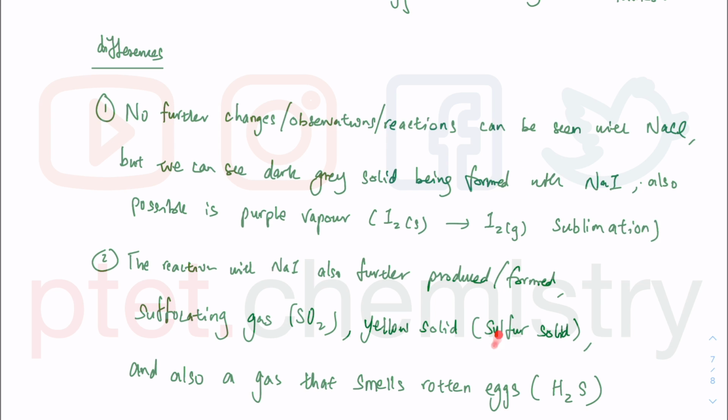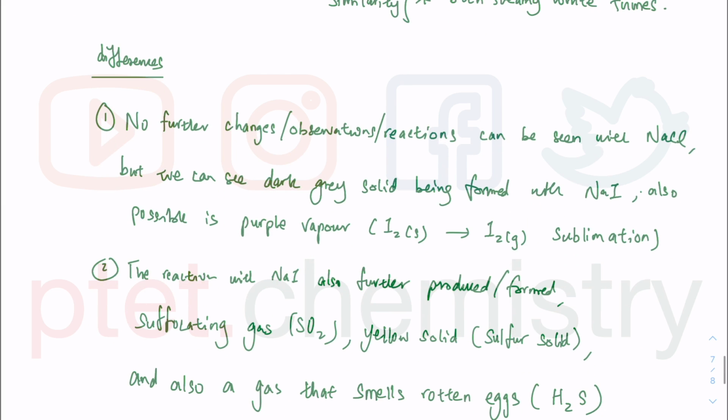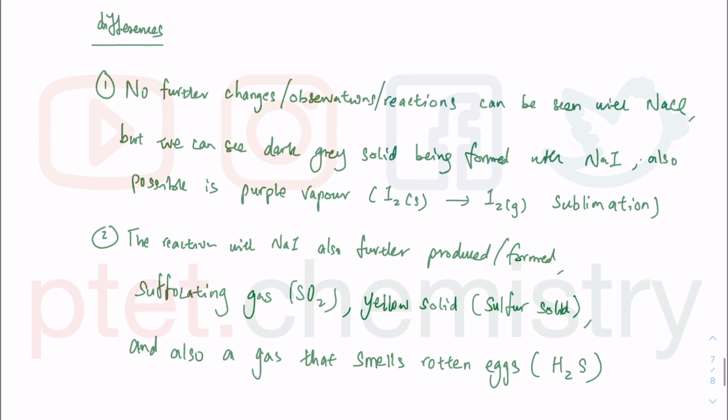So I'm just stating all these observations which will not be seen with NaCl, which will just give the steamy white film, which of course you saw and observe with the NaI case as well, but there are other follow-up observations that happened with the iodide.